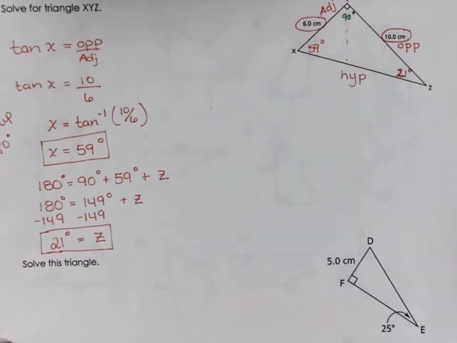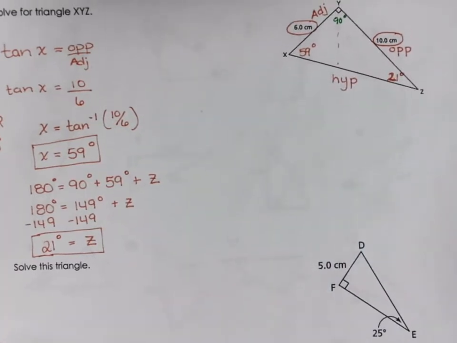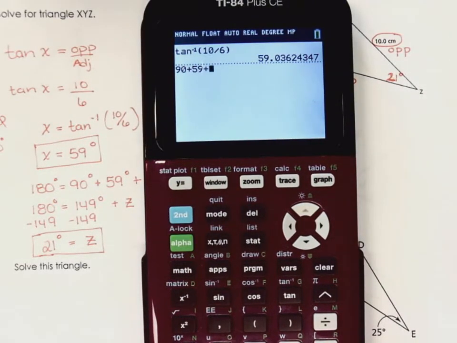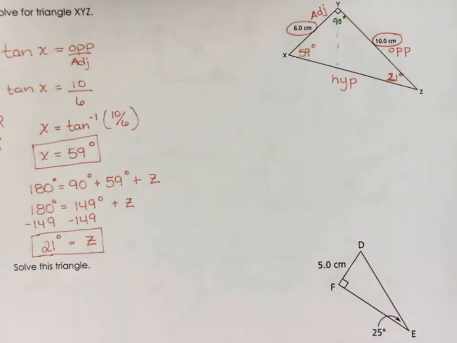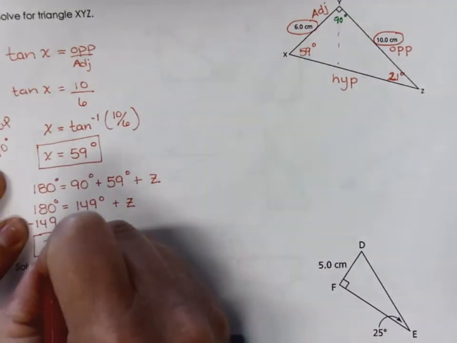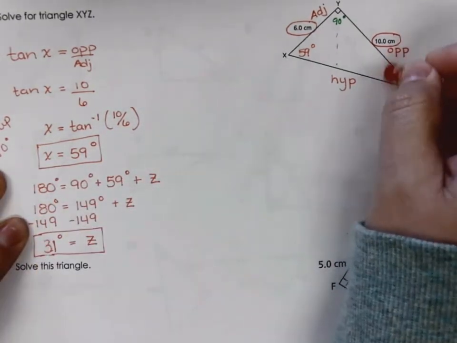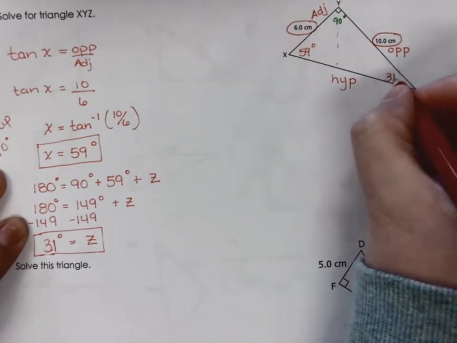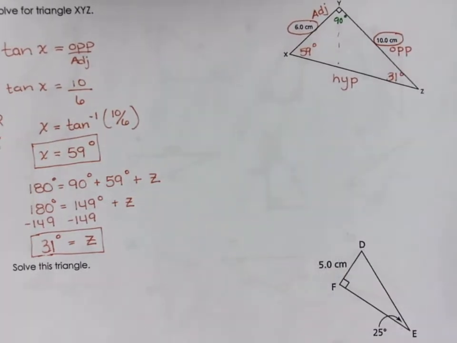All right, that looks better. Just to double check to see if I made a mistake again. So I have 90 degrees plus 59 degrees plus 21 degrees. Okay, it was 31. Geez Louise. It's a good thing I know that all interior angles add up to 180, because then I can check to make sure that my answers are correct.